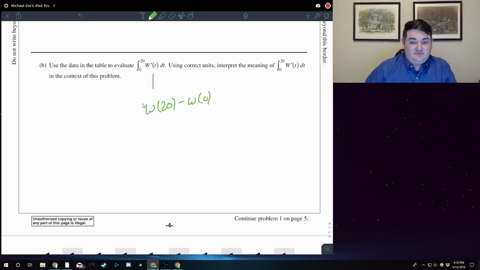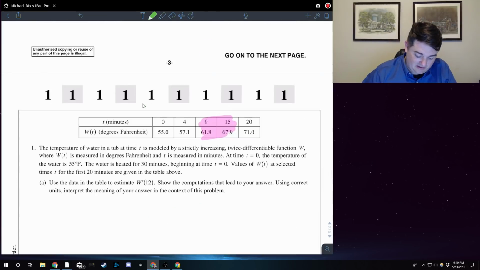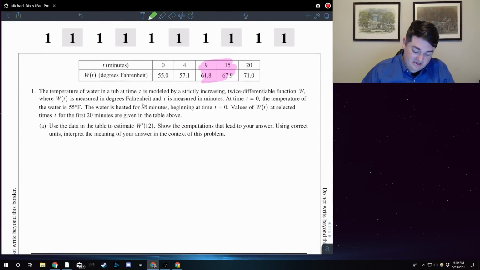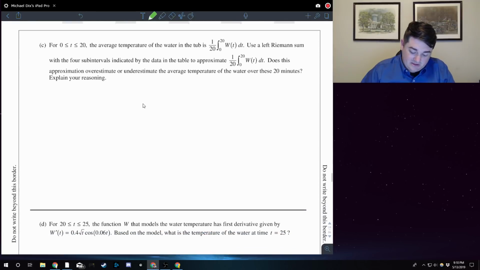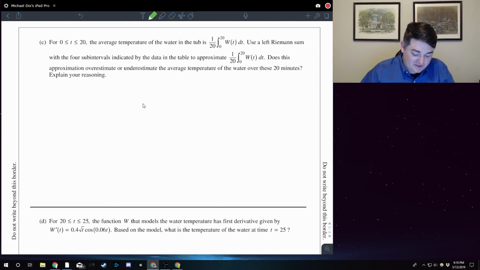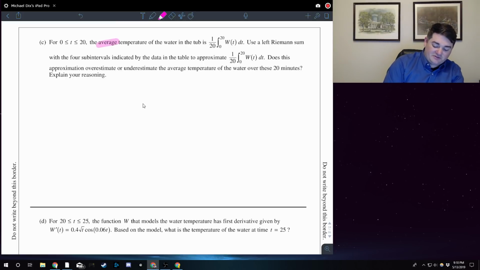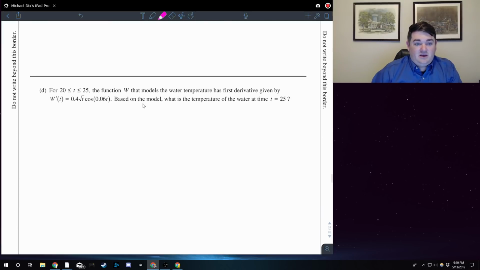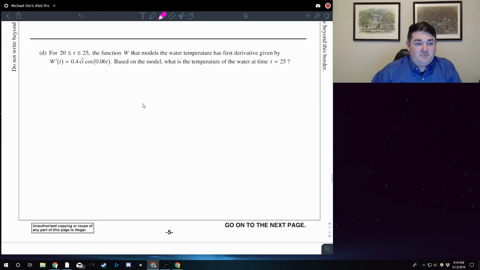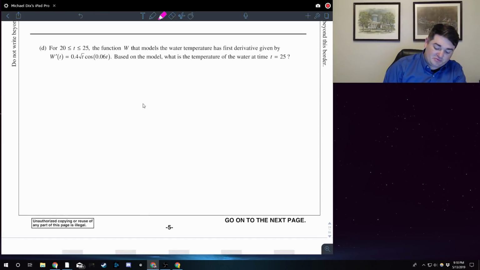So that's going to be the net change in temperature. C, they give you an average temperature. Use a left Riemann sum to approximate that. I'm just going to tell you right now, anytime they combine average value and Riemann sums, most people forget the fraction in front. They just dive straight into the Riemann sum, and then the 1/20th just disappears forever. So be aware of that. And then part D, they give you a different W prime and ask for the temperature. That's just FTC with an initial condition.